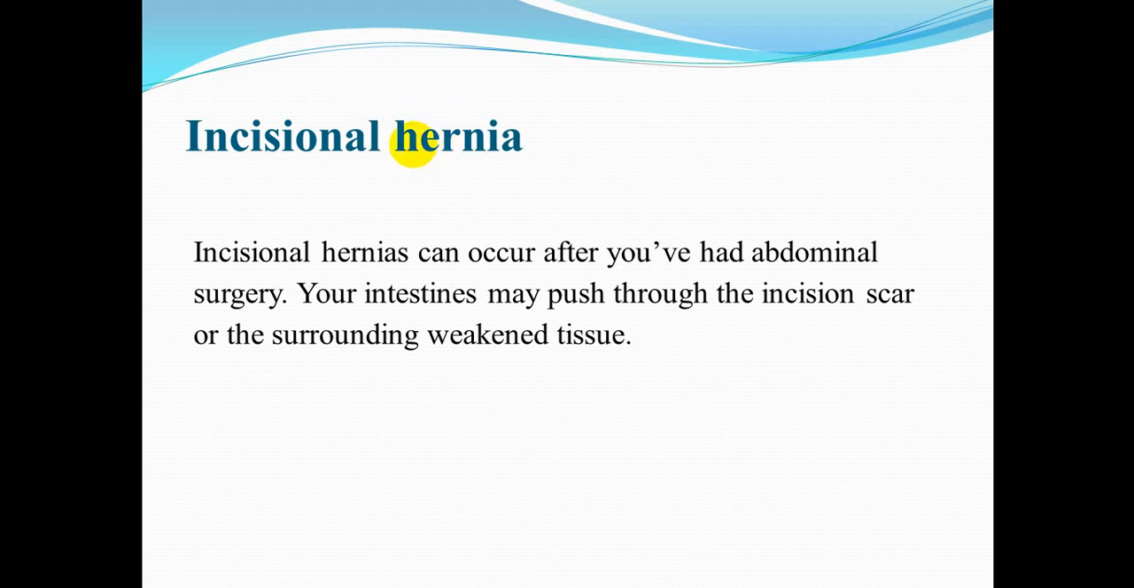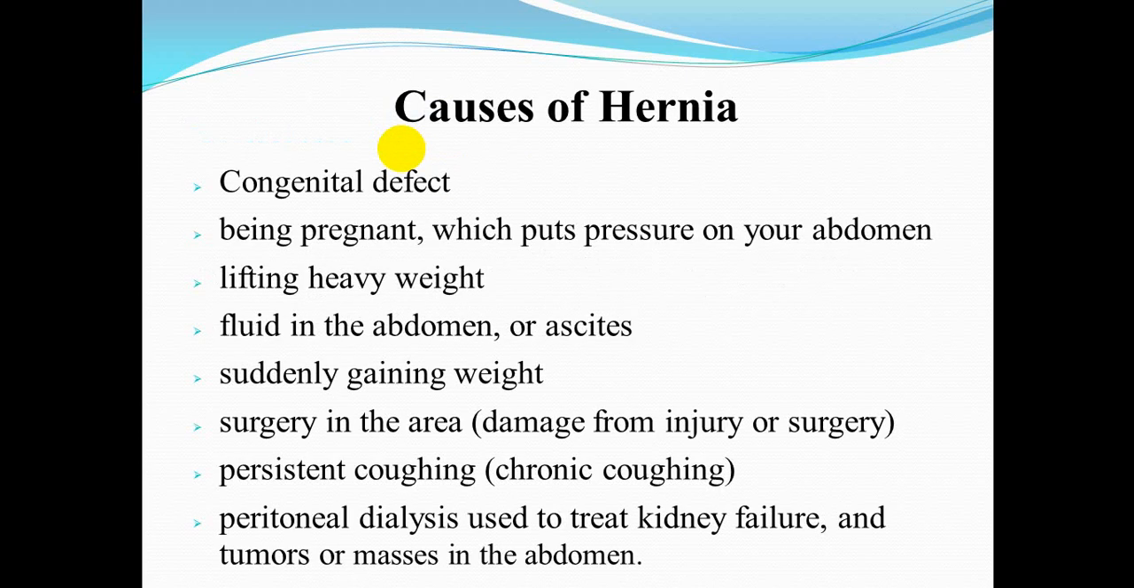يسمى incisional hernia. Causes of hernia: congenital defect, being pregnant which put pressure on your abdomen، أي أن pregnant الحامل يصبح أو يظهر لديها ضغط على الابدومينال وول. lifting heavy weight اللي يحملون أشياء ثقيلة. fluid in the abdomen or ascites. fluid in the abdomen أي أنه يحتوي البطن على سوائل، أو ascites هو accumulation of fluid in the abdominal cavity.